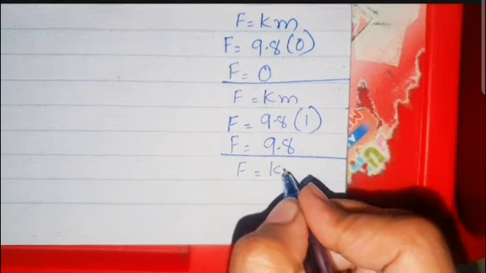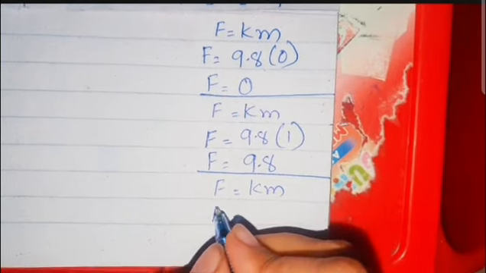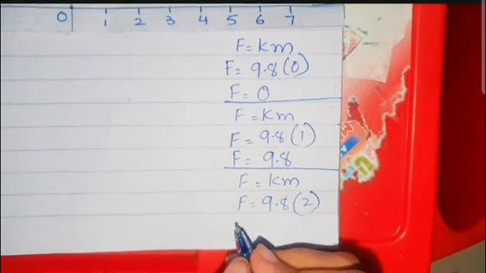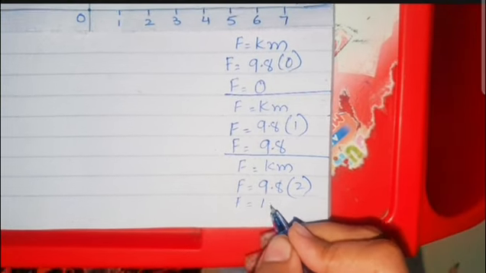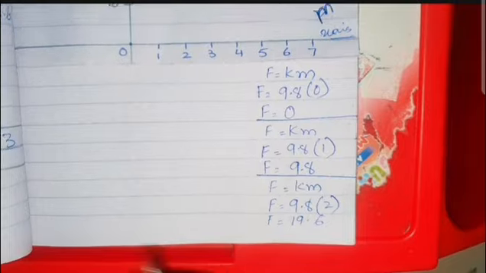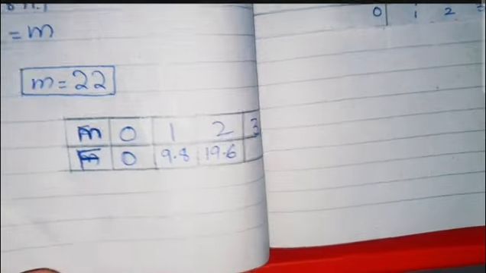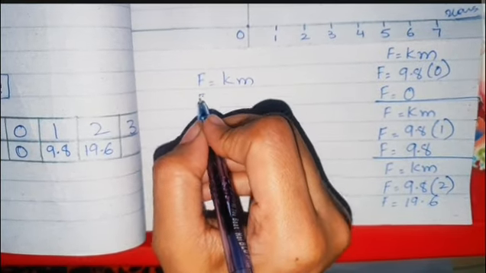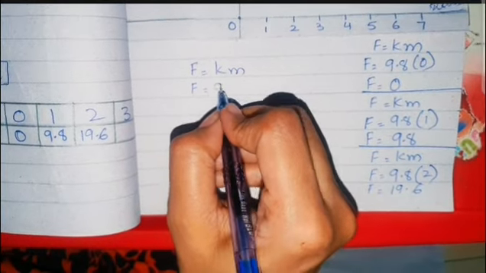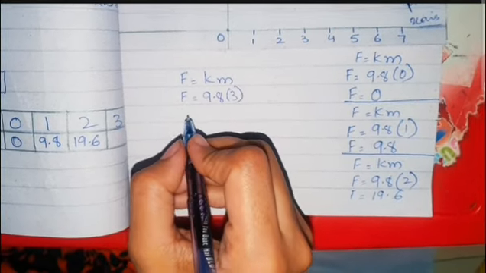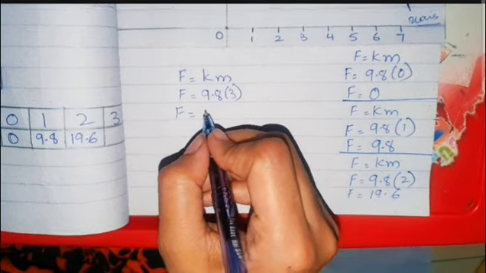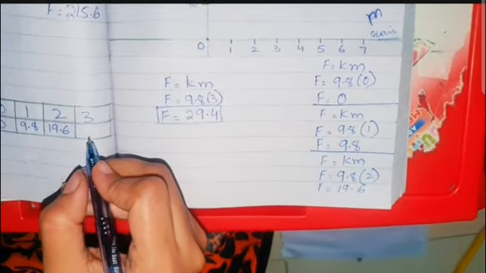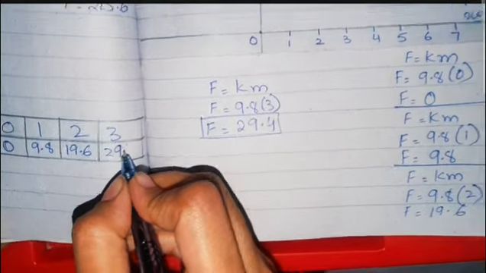Now F is equal to K m, and we know that the value of K is 9.8 and the value of m is equal to 2. So if we multiply, the value of F will be 19.6, and so I'm writing 19.6 over here. And for the last point, F is equal to K m, and the value of K is 9.8, and the value of m is 3. So if we multiply both, we will get 29.4. So this is our answer: when the value of m is 3, the value of F would be 29.4.